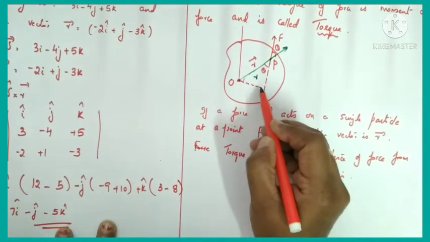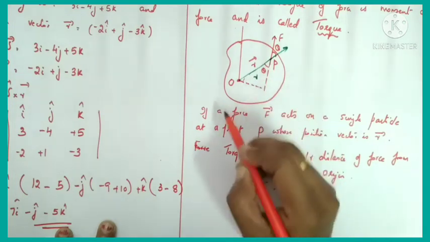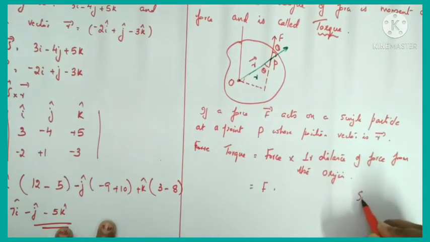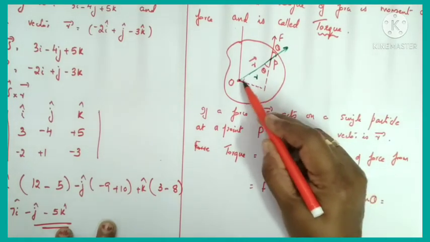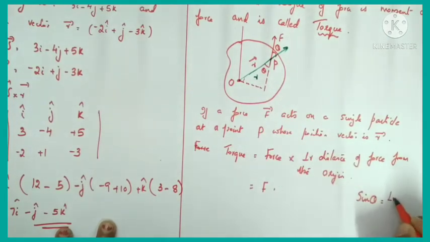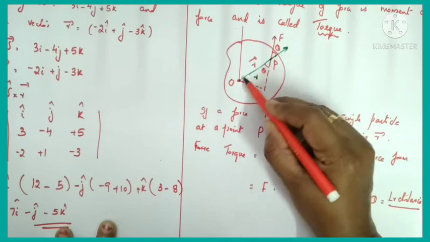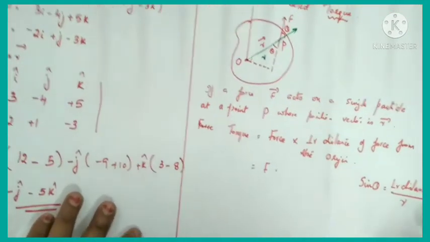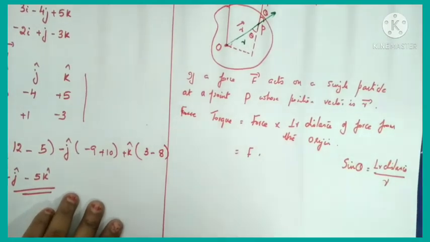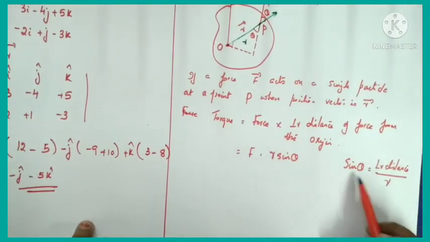Then how will you find out the perpendicular distance? Using which trigonometric function can we find out the perpendicular distance? We can take sin theta, isn't it? Sin theta is equal to the opposite side, that is the perpendicular distance, divided by the hypotenuse. Hypotenuse is R. This distance is R. So the perpendicular distance is given by R sin theta. Clear?